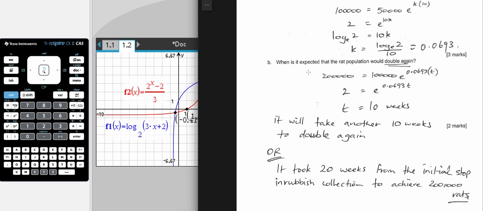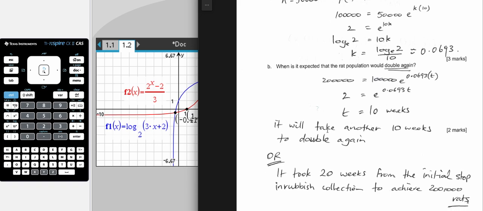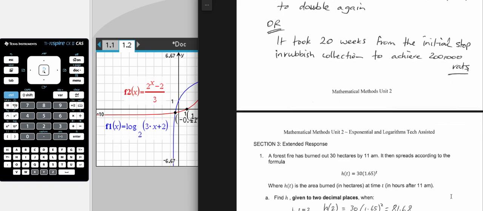Then what we need to do is write the equation again. This time make sure it's double what it was previously, so 200,000, starting at 100,000, because we want to know when it's going to be doubled again. So again, go through the same process and find T equals 10 weeks. You'll need to say something as in when this 10 weeks is. You can either say it will take another 10 weeks to double again, or it took 20 weeks from the initial stop in rubbish collection to achieve 200,000 rats. Either one's fine.